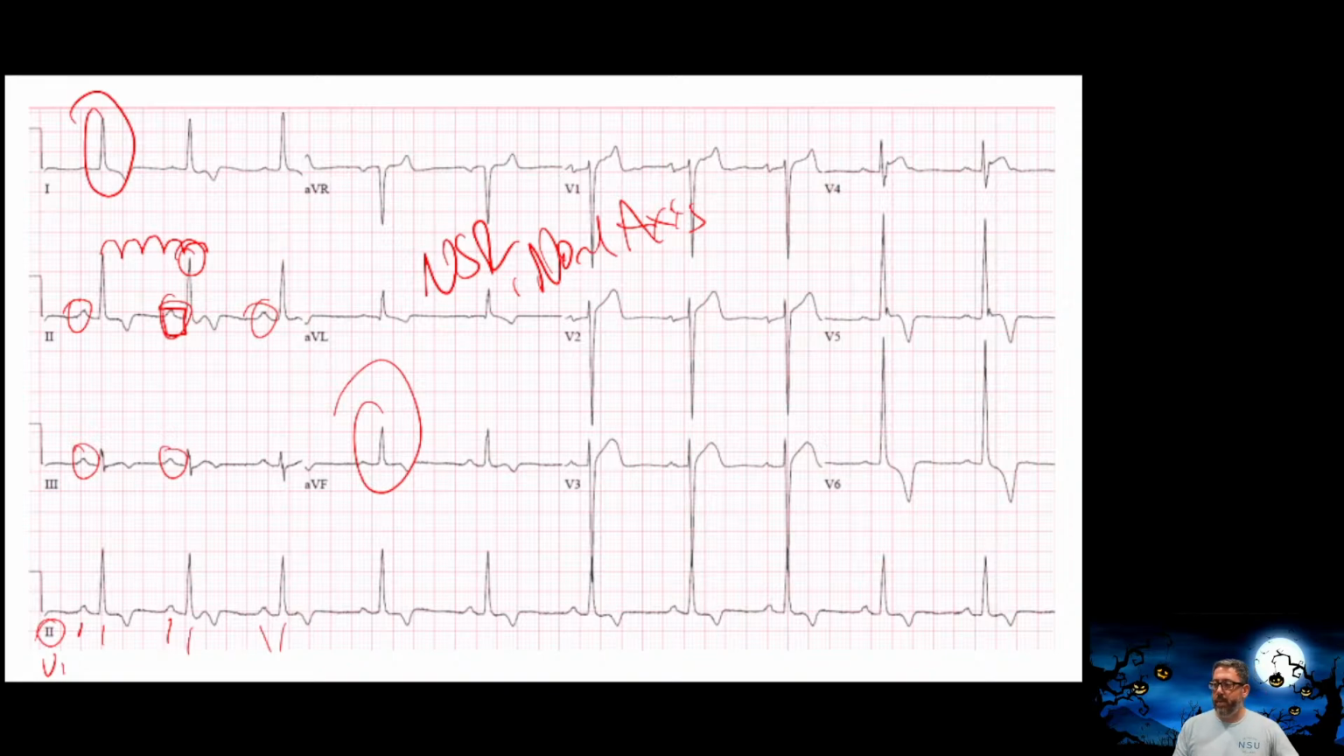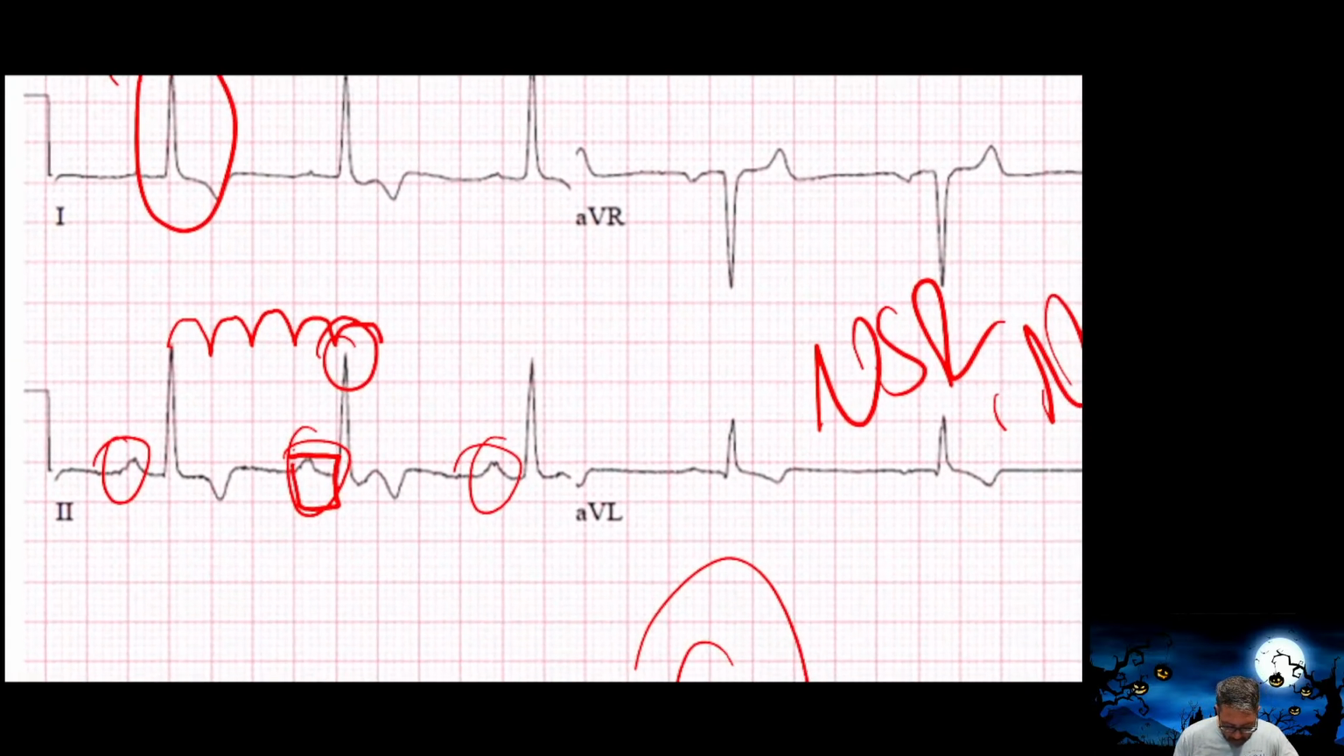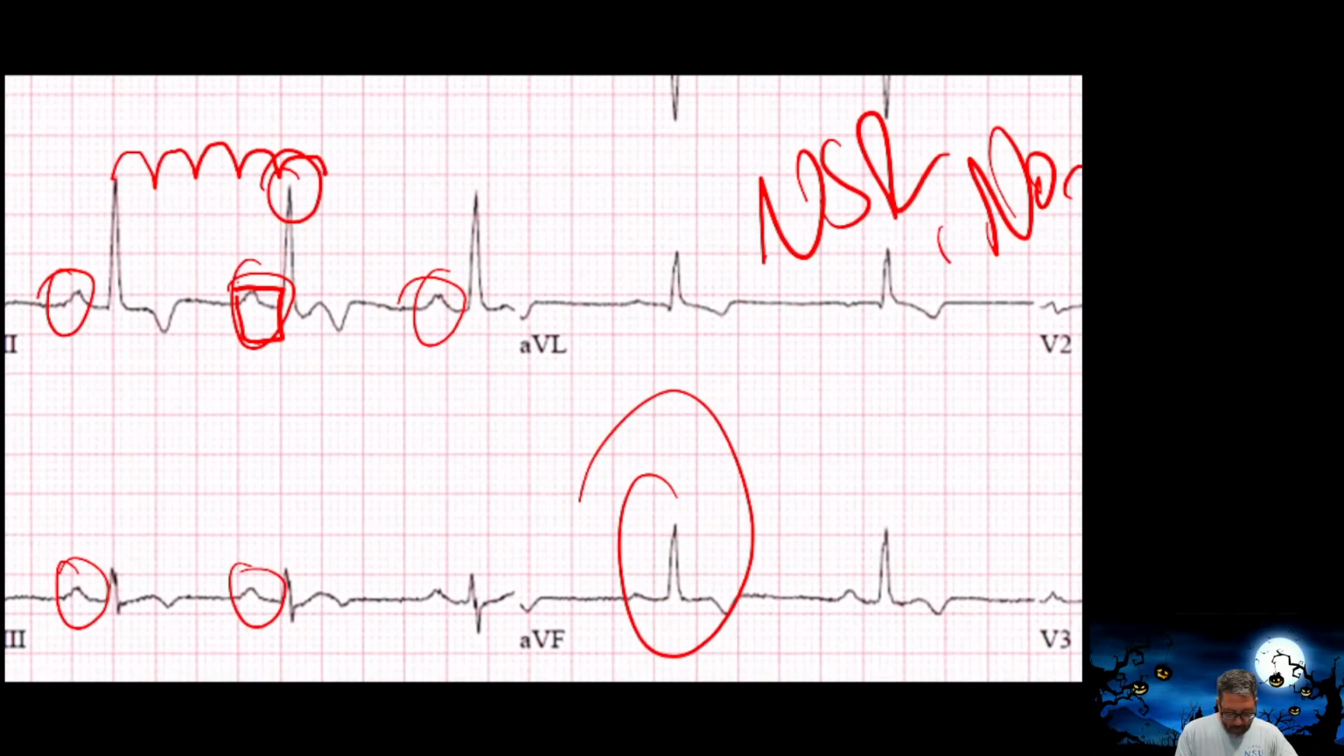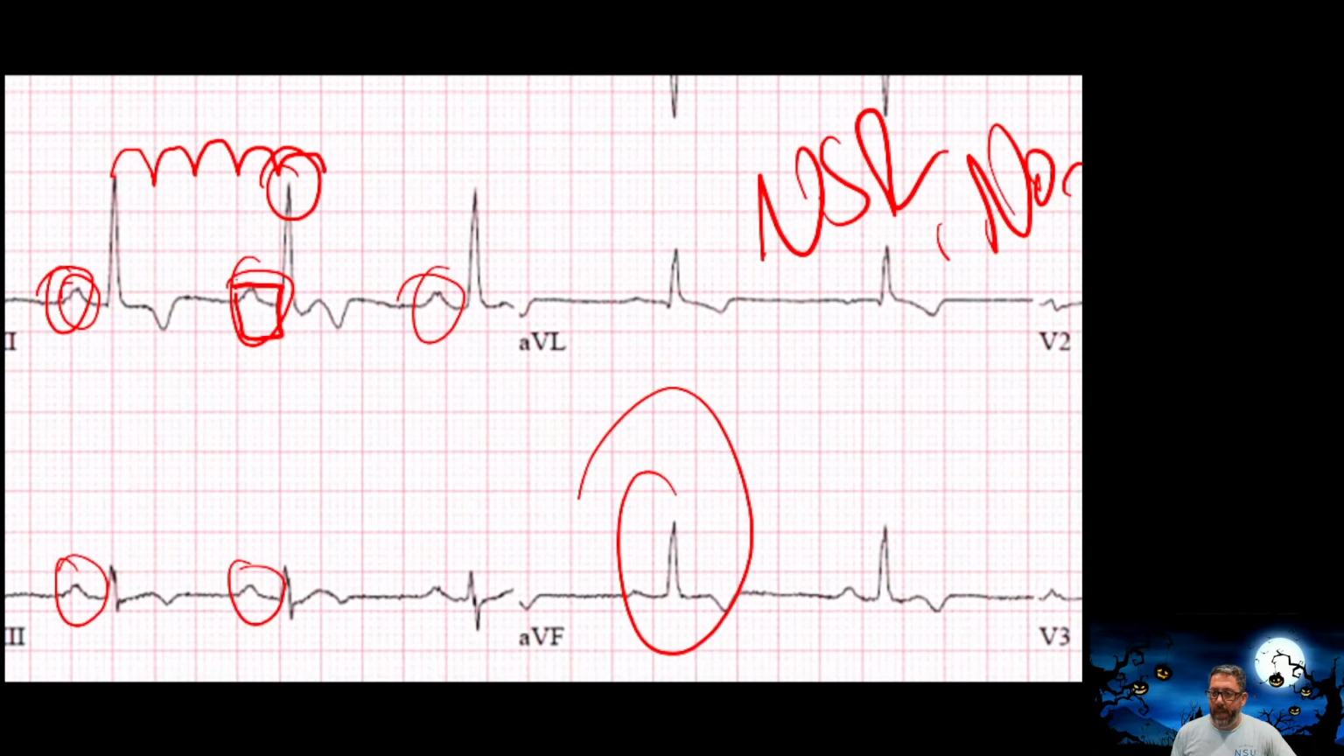The next one: rate, rhythm, axis, hypertrophy. Let's get to hypertrophy now. Let's look at the P waves. Do we see any P wave problems dealing with hypertrophy? No, those P waves are good. Those P waves are normal. They're not peaked. There's no M shape there. So we don't have to worry about any atrial hypertrophy.